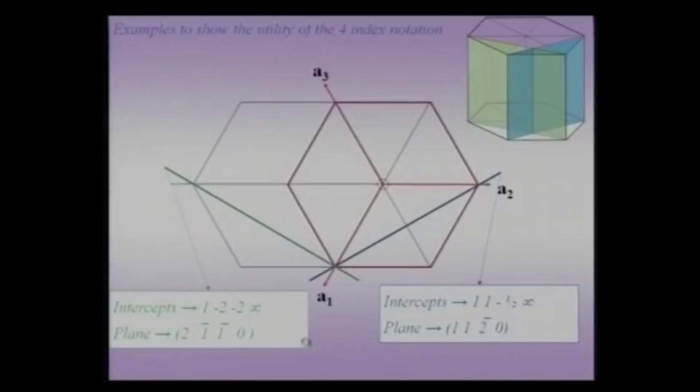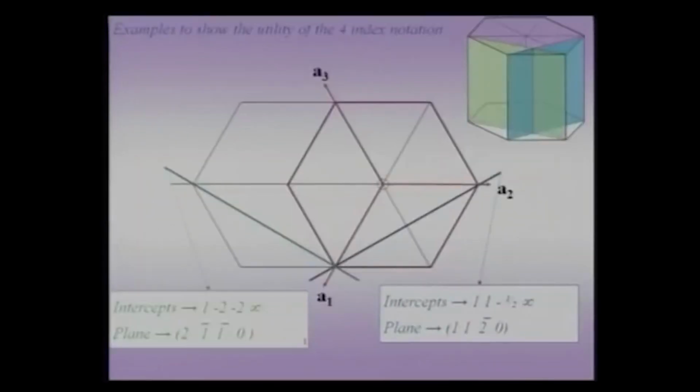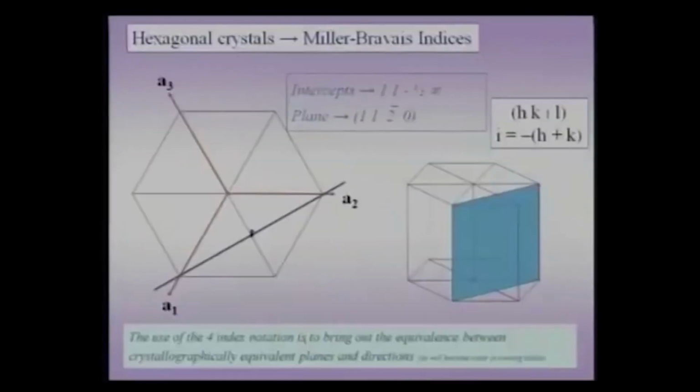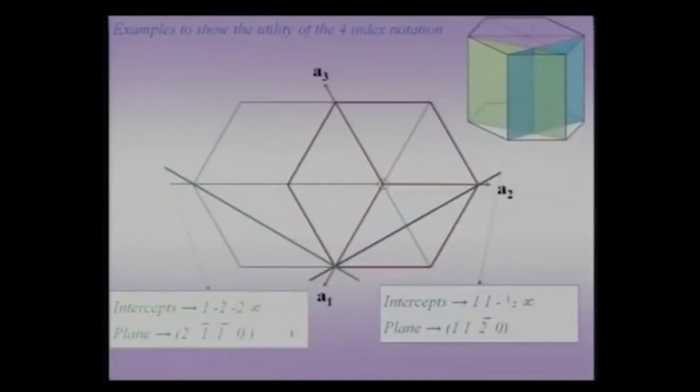Now, we said that the i index is related to the remaining 2 indices, that is why it is redundant. I can derive my i index as minus of h plus k. So, in this case, for instance, it is minus of 1 plus 1, which is 2 bar. In this case, my i index, the third index, is minus of 1 plus 1 minus 1, which is 0, therefore, this is 0. Therefore, I can derive the third index from the first 2 indices.